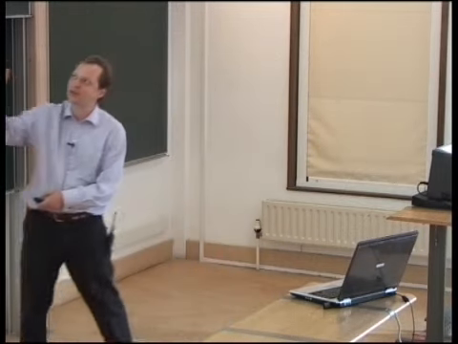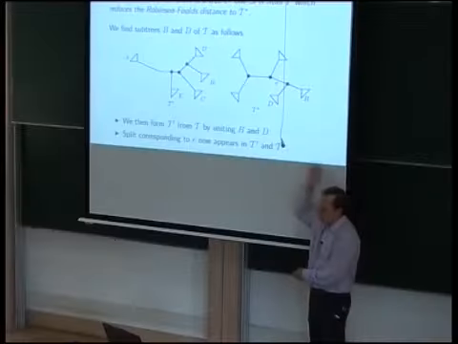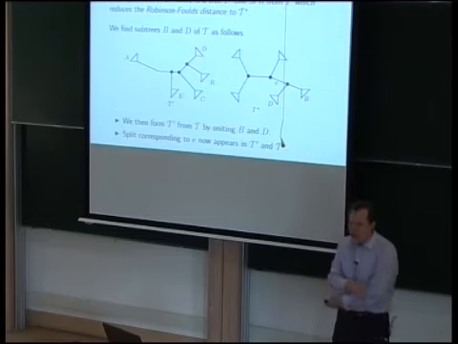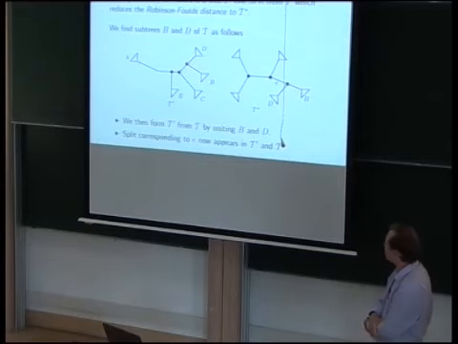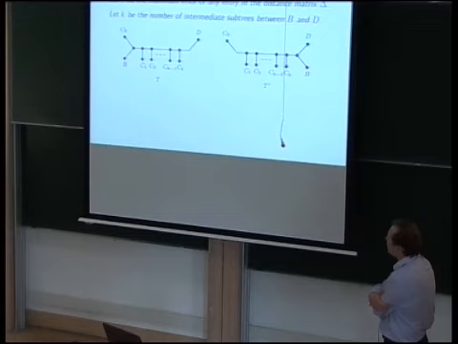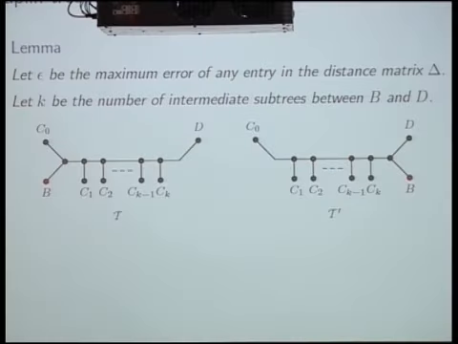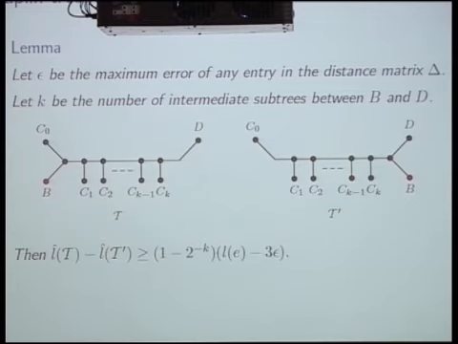But as I say, it's not just the Robinson-Foulds distance. This is a more specific move than just reducing Robinson-Foulds distance, because we're assuming B and D as individual subtrees are correct. So if we assume this is the same move, where B moves to join D, and it jumps over K intermediate trees, then with epsilon denoting the error, what we show is that the reduction in total tree length in going from T to T primed is at least this much, right?